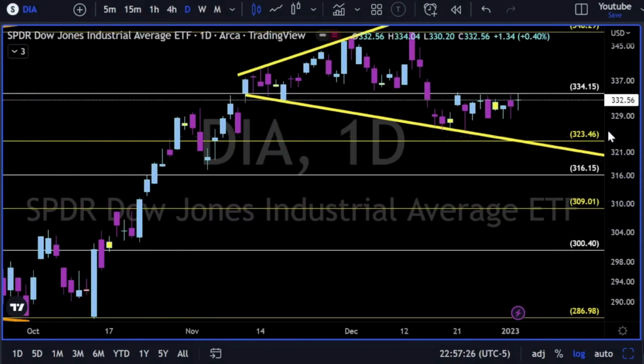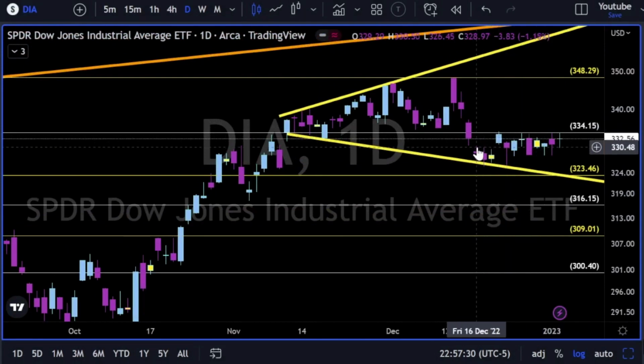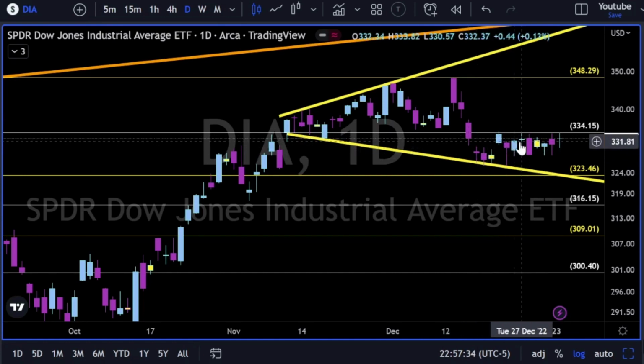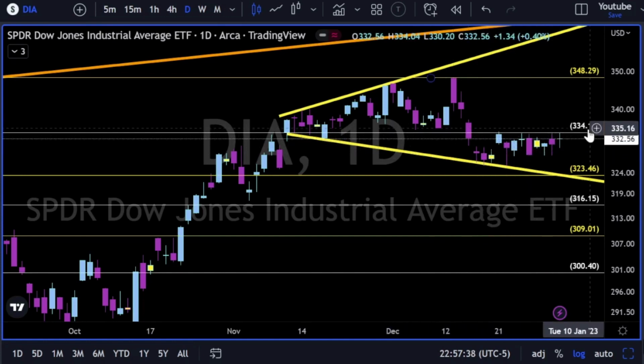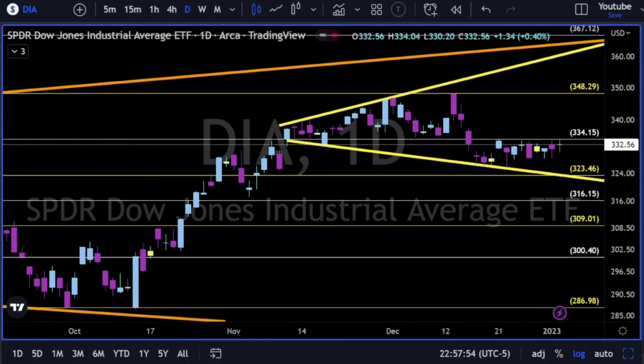Dow Jones also basically moving sideways, as we can see, since December 16, December 15, moving sideways below the 334. This 334 is a very strong resistance because during November and December, it was a very important support. So every level flips from support to resistance and vice versa.